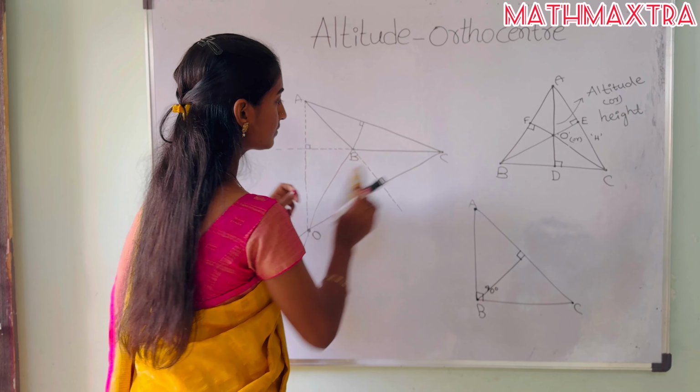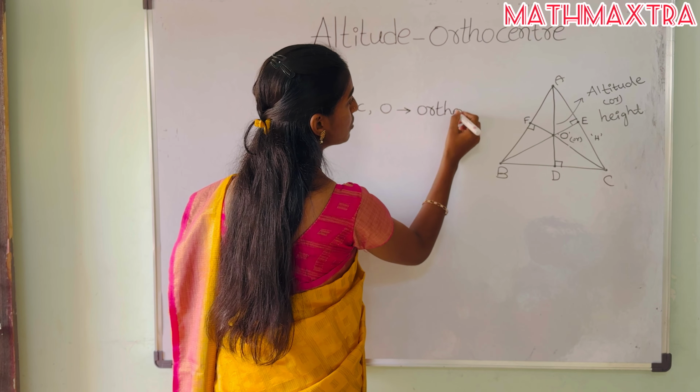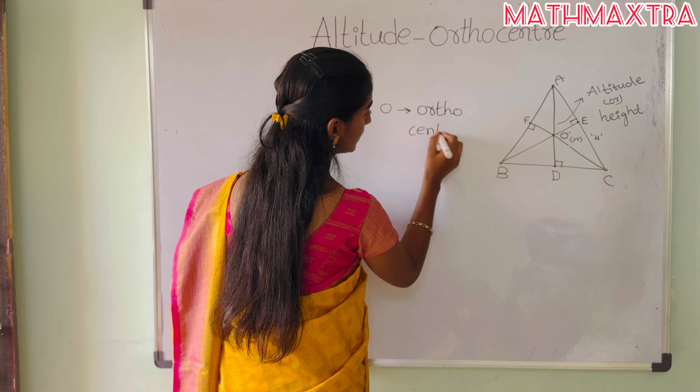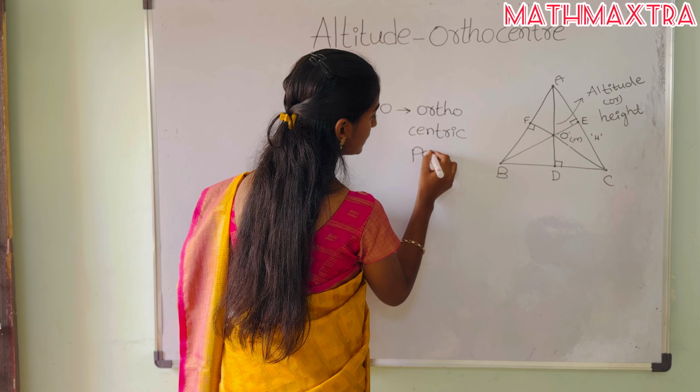See, these ABC is the triangle, right? So this is the orthocenter O. These A, B, C, O, these 4 points, these three vertices as well as one orthocenter, these 4 points are called the orthocentric points.